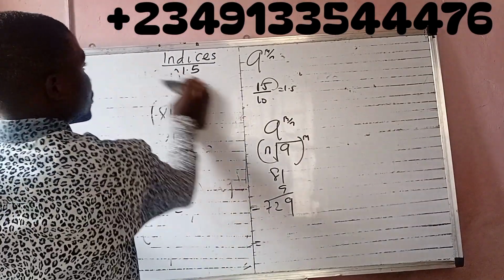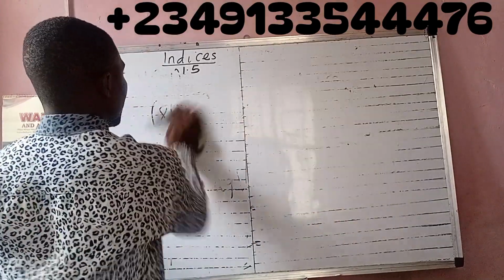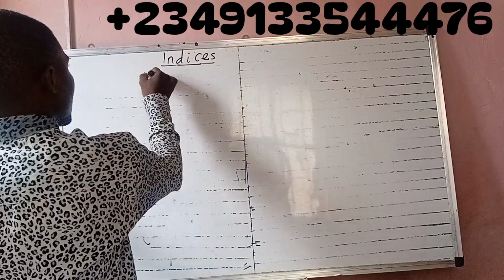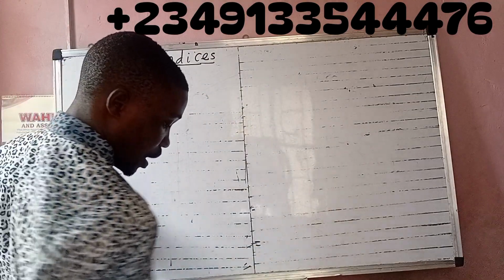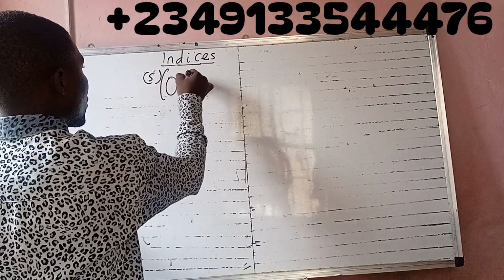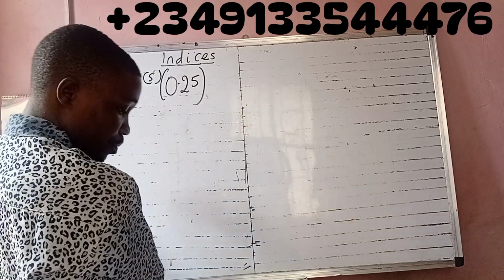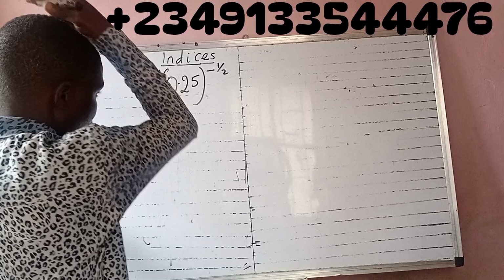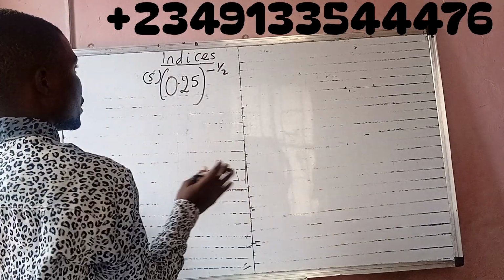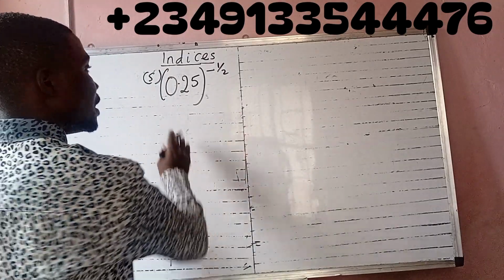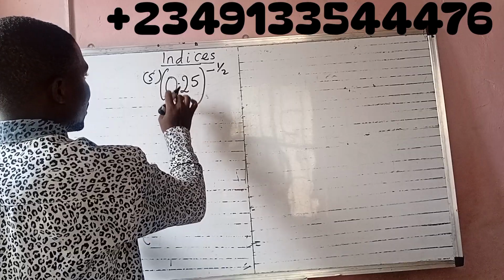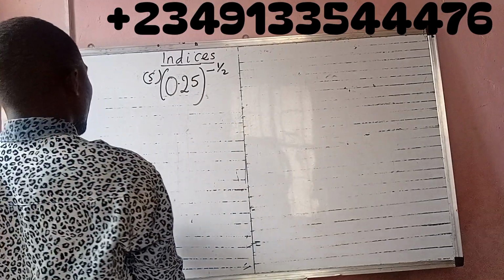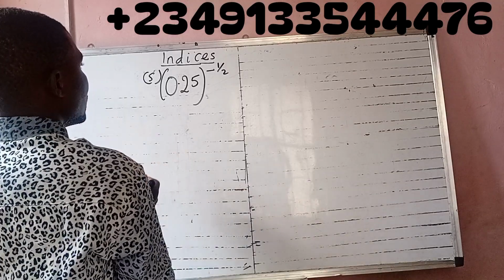The fifth question now. I have 0.25 raised to power minus half. Now here, very easy. If you are having any decimal number when solving indices, please change it to a fraction so that it will look easier to solve.